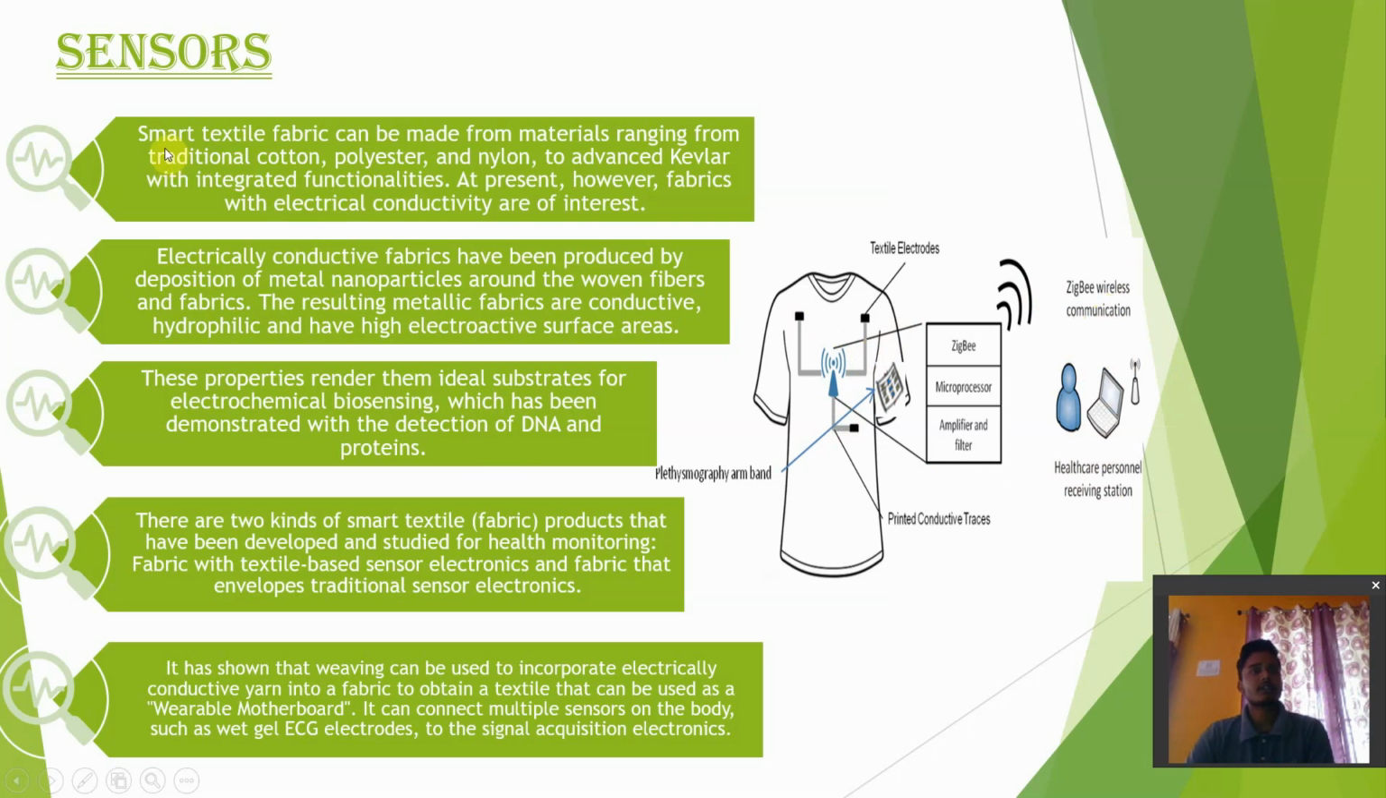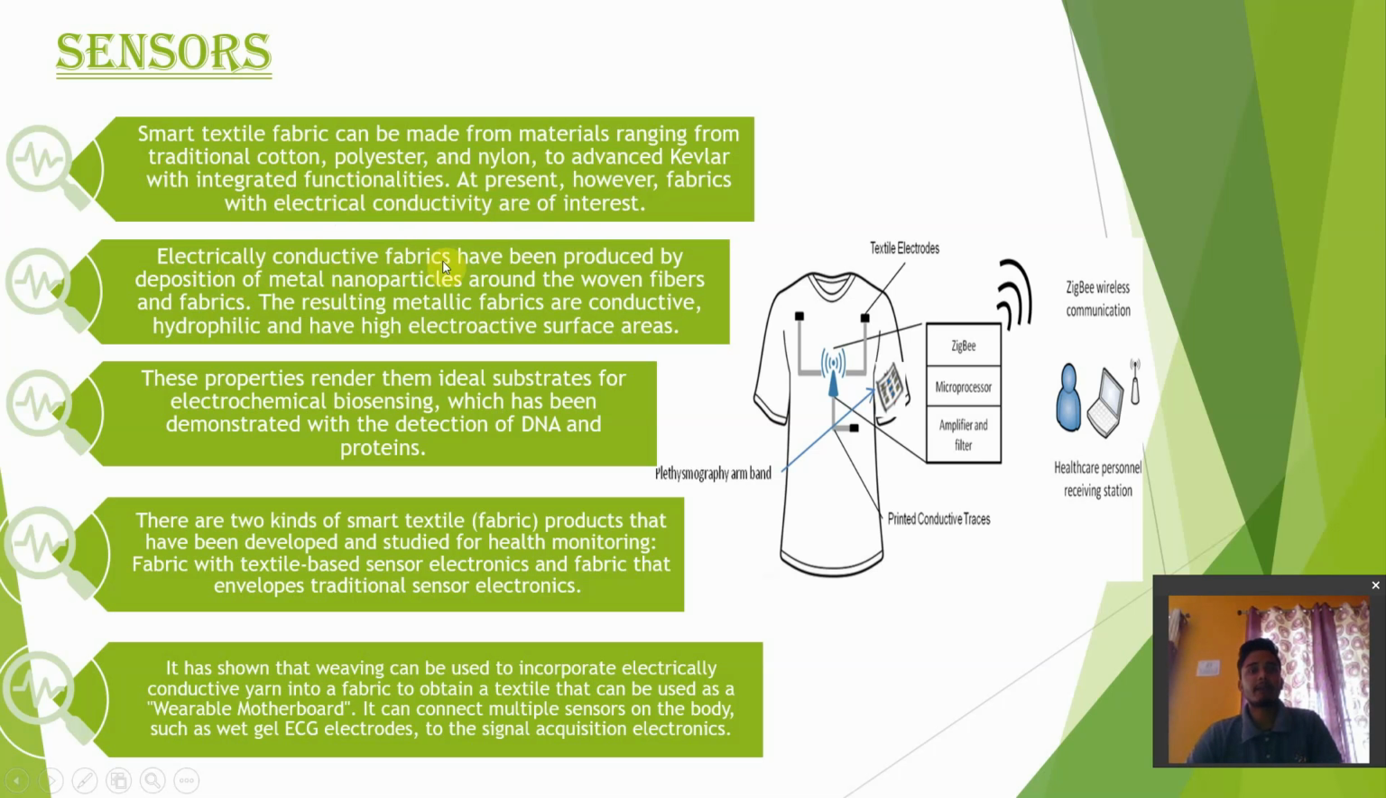So let's see this. Smart textile fabric can be made from materials ranging from traditional cotton, polyester and nylon to advanced Kevlar with integrated functionalities. At present, however, fabrics with electrical conductivity are of interest. So it says that smart textiles can be made of anything like cotton, polyester and nylon, but nowadays we are actually interested in the electrical conductivity of the fiber.